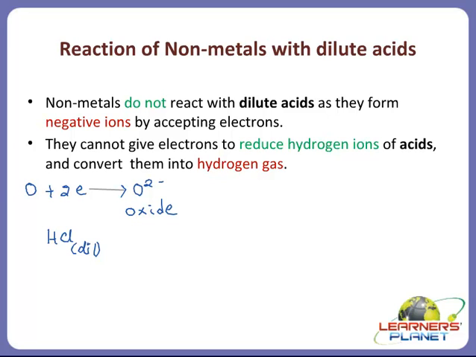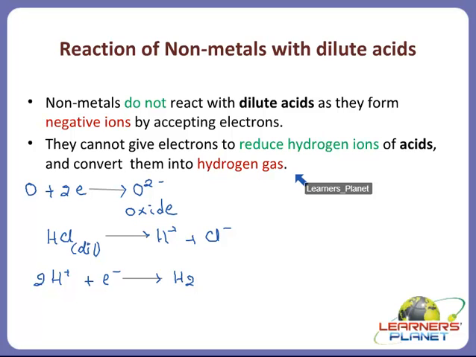Right? Now what does dilute HCl give? What type of ions is this dilute HCl going to give? They will give H plus and Cl minus ions. Right? Now for hydrogen ions to be released out as hydrogen gas, what does it require? I told you it requires electrons so that it is released out as hydrogen gas. Right? Now these non-metals, they cannot provide electrons, so the hydrogen gas cannot be released from acids.